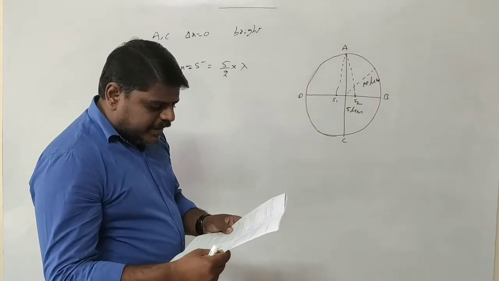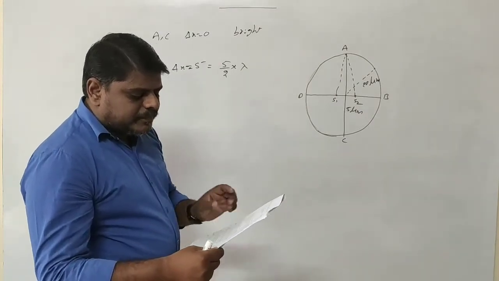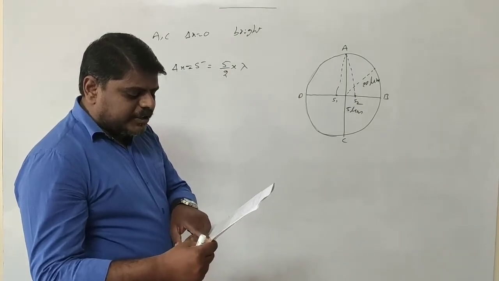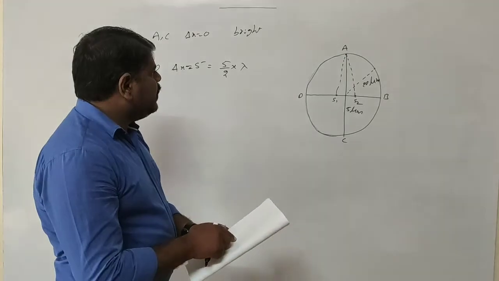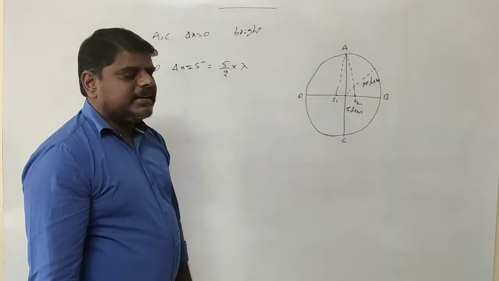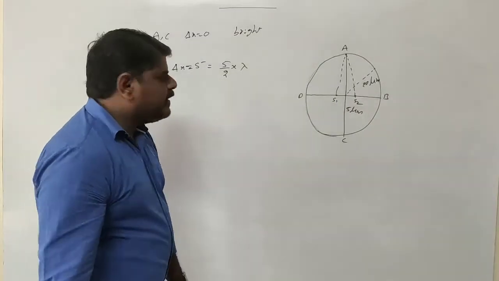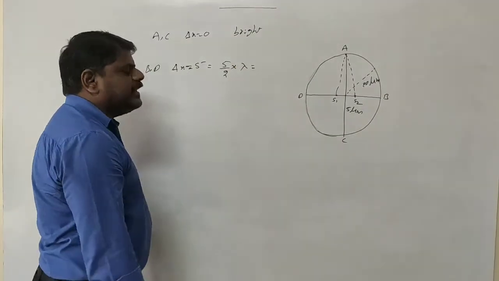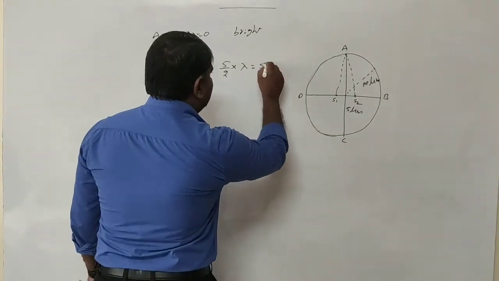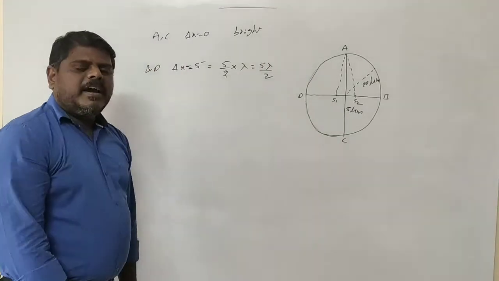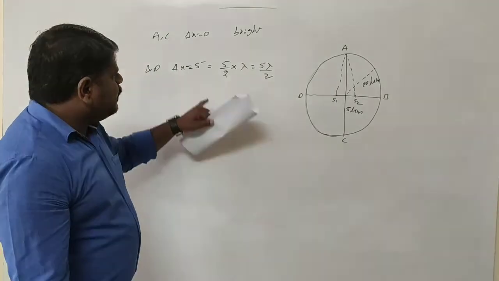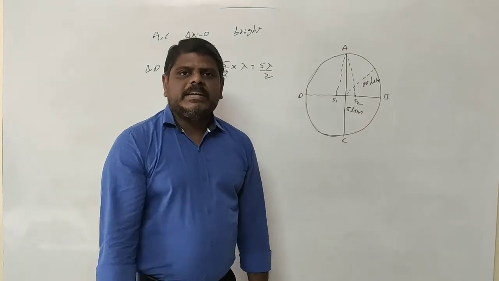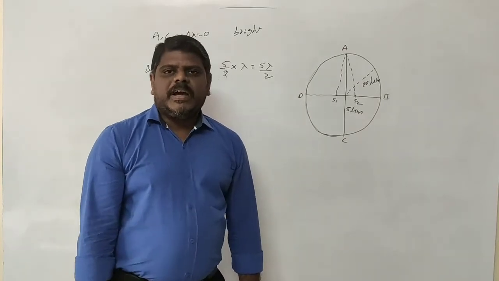Because the lambda value given here is 2 micrometers, you are just going to multiply and divide by 2 micrometers. If you cancel it, you get the same answer. That means it can be written as 5 lambda by 2. The path difference you obtain is 5 lambda by 2. When you have 5 lambda by 2, then definitely you are going to have the dark band.